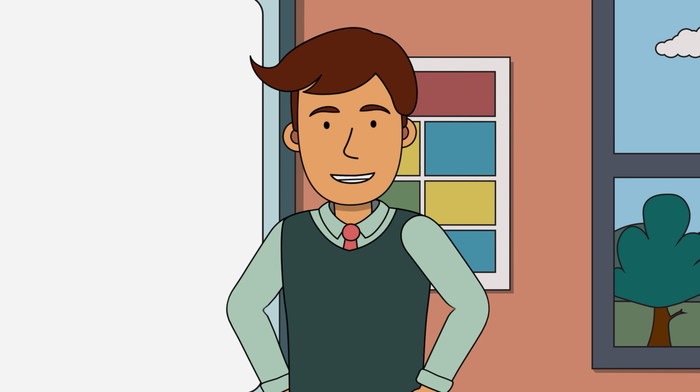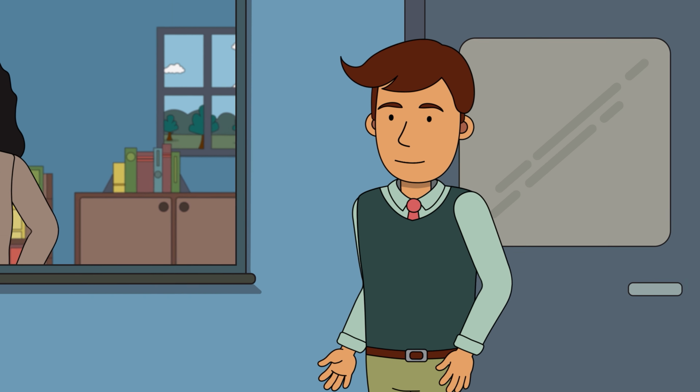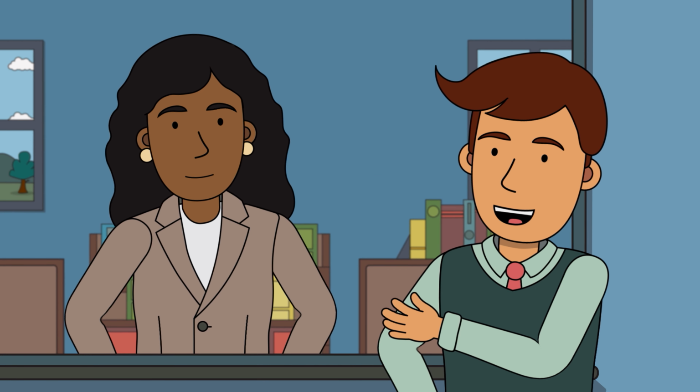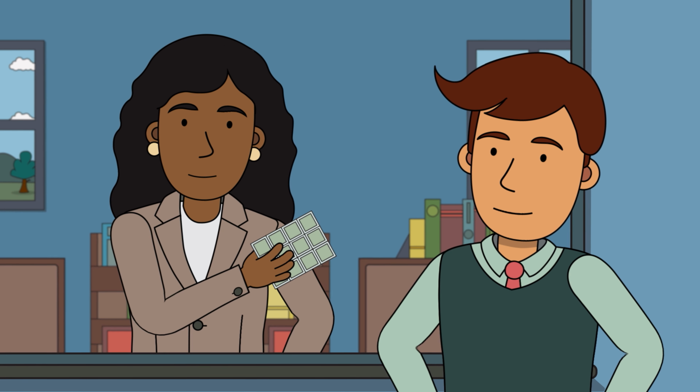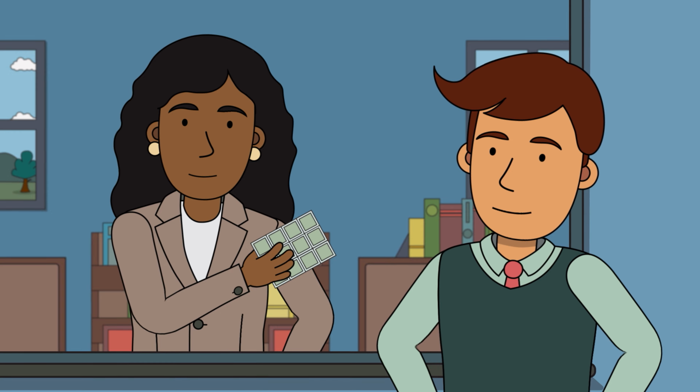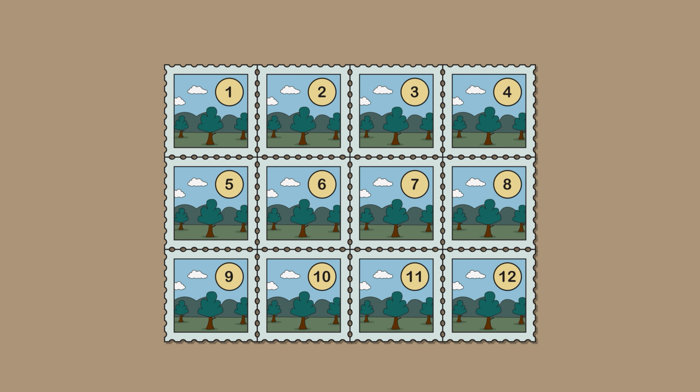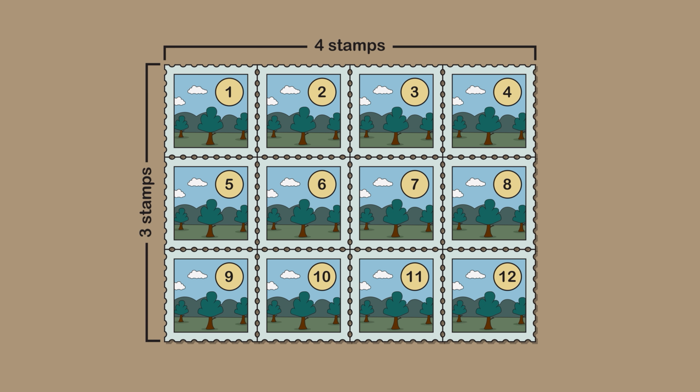Yesterday, I needed to send a letter to a colleague, so I went to the front office and asked for some postage stamps. At the front office, the staff gave me a sheet of 12 stamps that formed a rectangle, 4 stamps wide and 3 stamps high. Conveniently, the stamps were numbered 1 to 12.